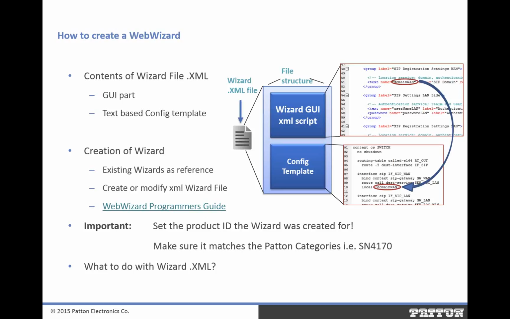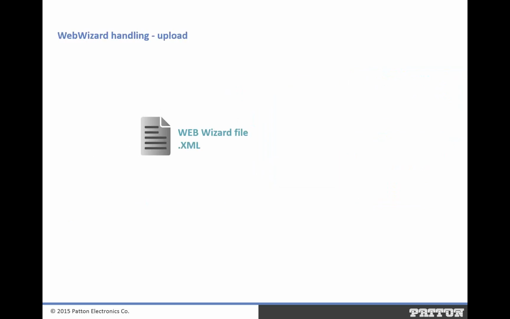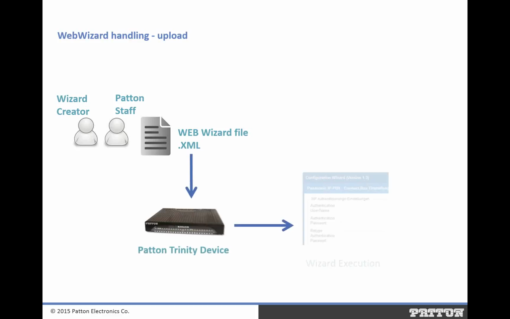Now, as a next thing, what to do with that wizard XML file. Good. The XML file, as I said before, can be created either by Patton staff or by a wizard creator, such as you listening to us right now. Then that web wizard file can be uploaded to a Patton Trinity device, and from there, that wizard can be executed on the device itself.